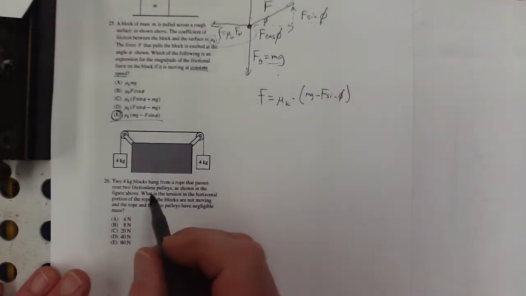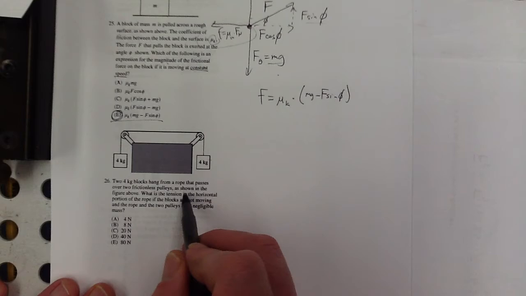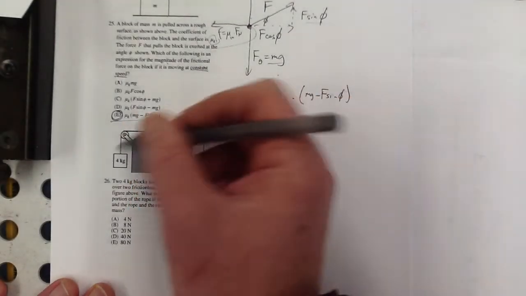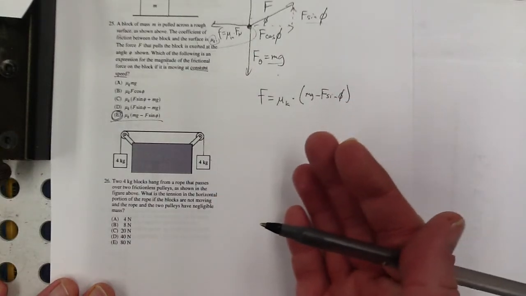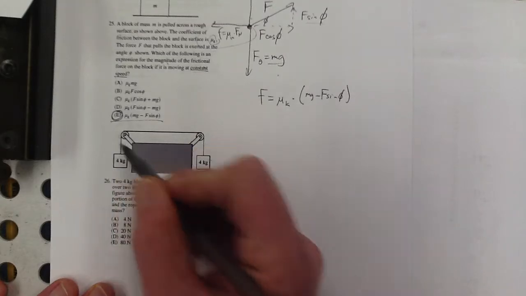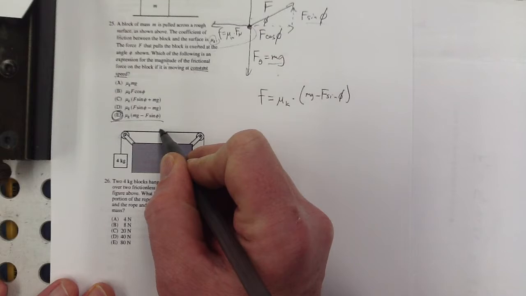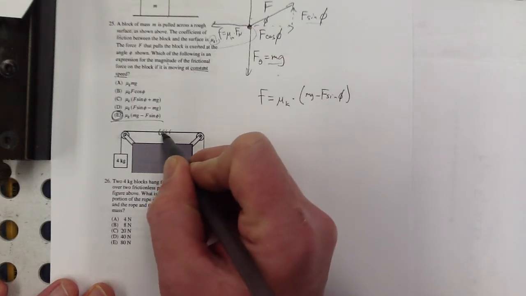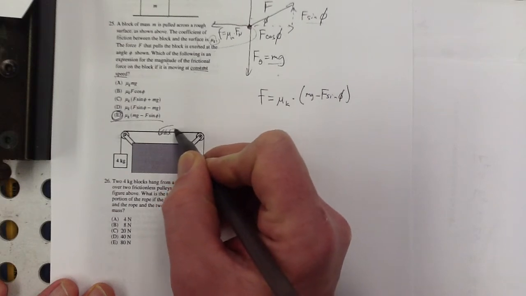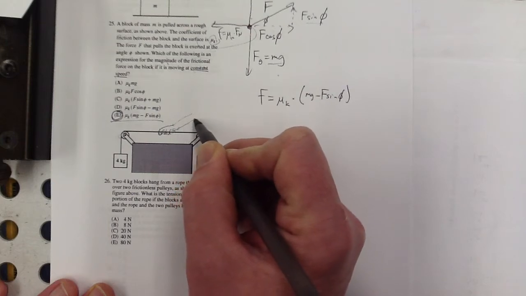All right, 26. Two 4-kilogram blocks hang from a rope that passes over the two frictionless pulleys. What's the tension in the horizontal portion of the rope? Well, the tension in any part of the rope is the same, right? There can't be different amounts of tension if these are frictionless. If there's an intervening object, like if all of a sudden somebody grabs this with their hand, hands are really hard to draw. Everybody knows that. So this is a hand.